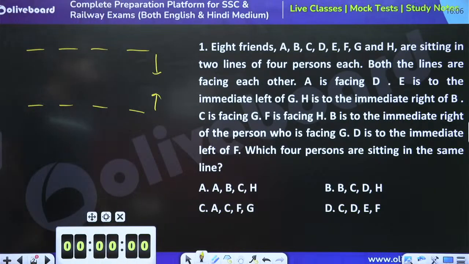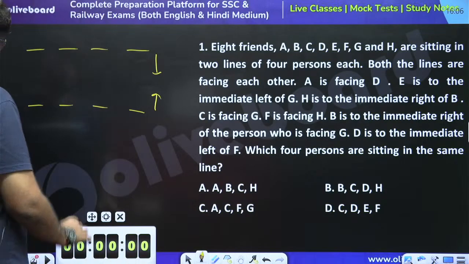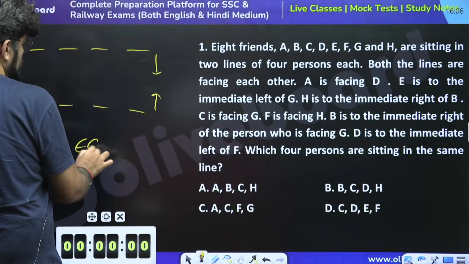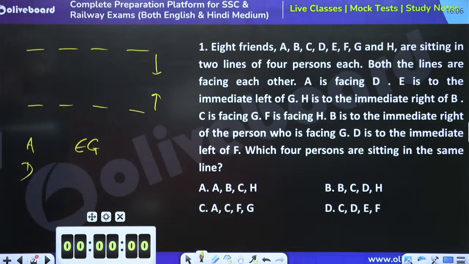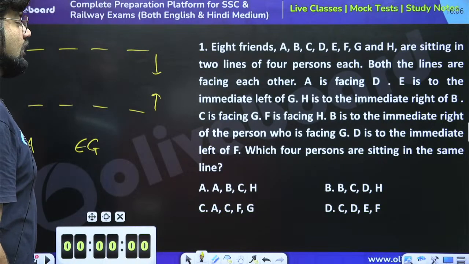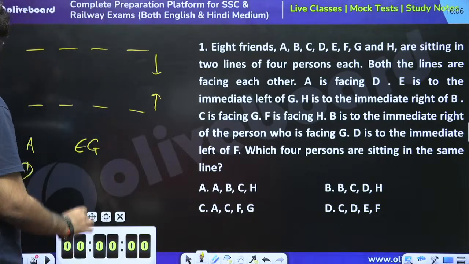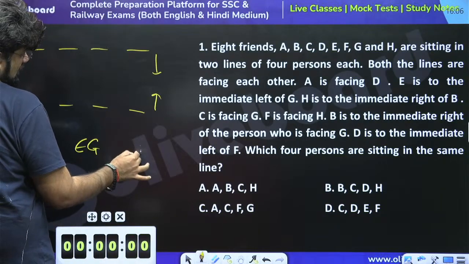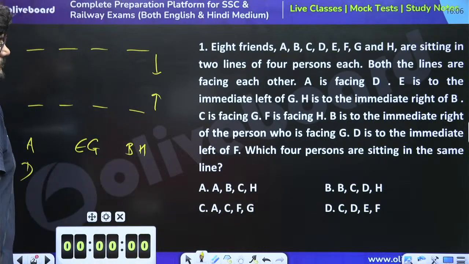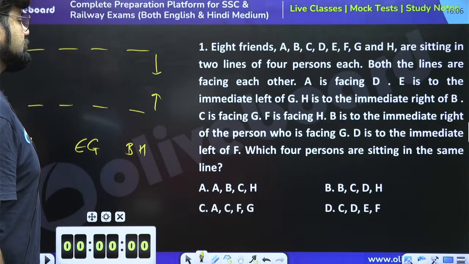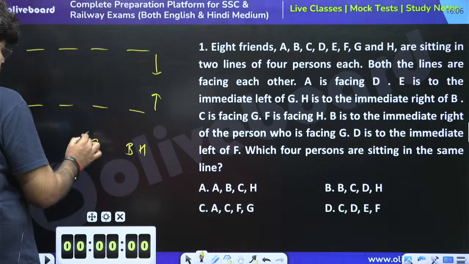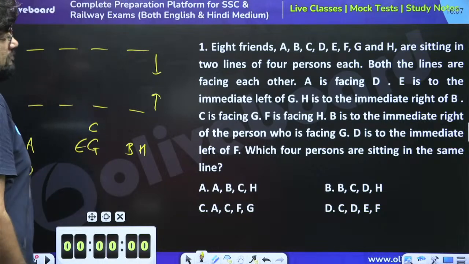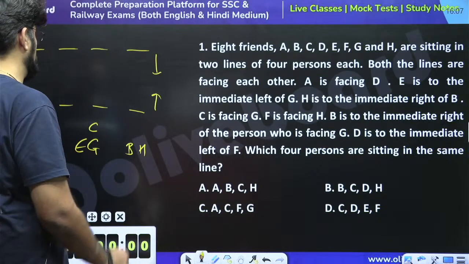A is facing D. Okay, E is to the immediate left of G. A is facing D wherever he or she is. H is immediate right of B. C is facing G. F is facing H.